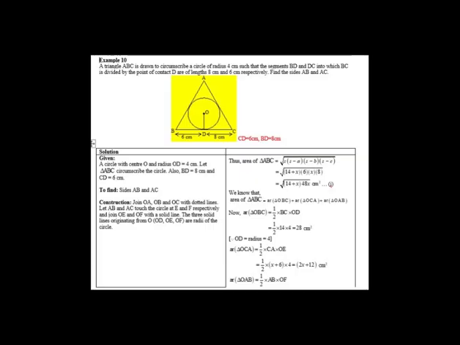We have area of triangle ABC is equal to area of triangle OBC plus area of triangle OCA plus area of triangle OAB. Substituting the values, we get area of triangle ABC is equal to 28 plus 2x plus 12 plus 2x plus 16 centimeter square, which is equal to 56 plus 4x centimeter square. Area of triangle ABC is equal to 56 plus 4x centimeter square. Mark this as equation 3.